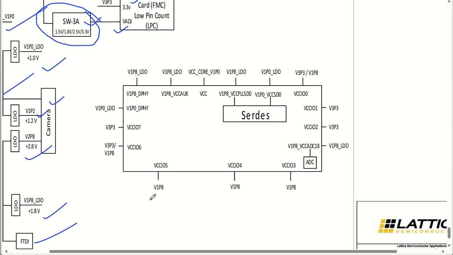You can see you have different blocks and different power supplies connected to each of the banks, IOs, serializer, deserializer, ADCs, auxiliary connector, and core voltage. All these power supplies are connected very nicely.